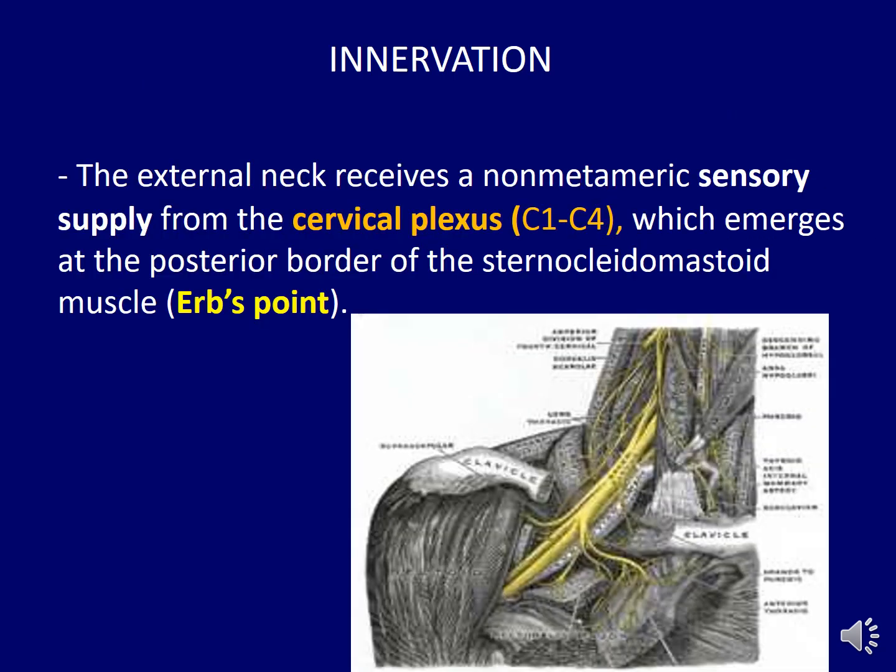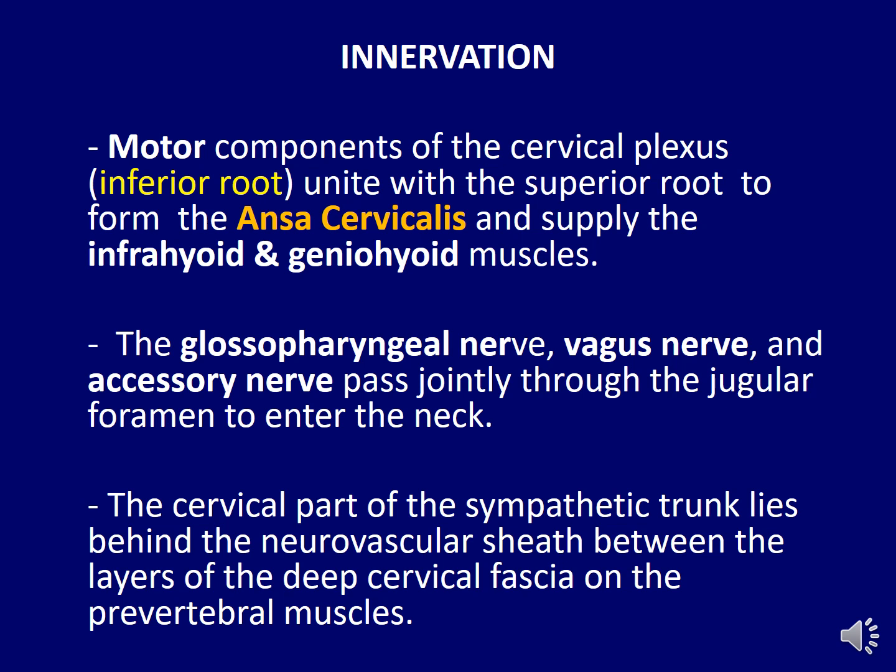The external neck receives a non-metameric sensory supply from the cervical plexus, that is C1 to C4, which emerges at the posterior border of the sternocleidomastoid muscle. We call that area Erb's point. The motor components of the cervical plexus unite with the superior root to form the ansa cervicalis and supply the infrahyoid and the geniohyoid muscles.